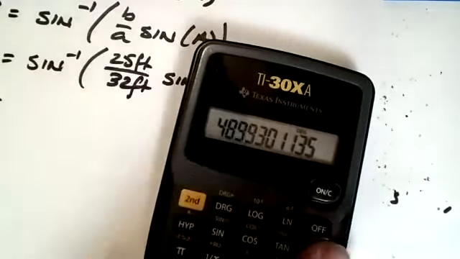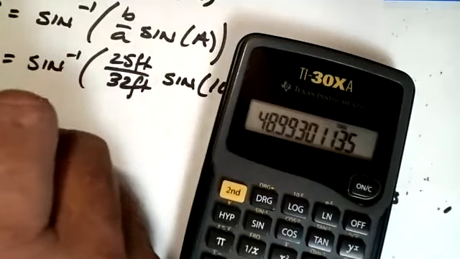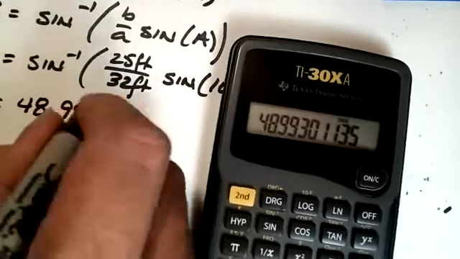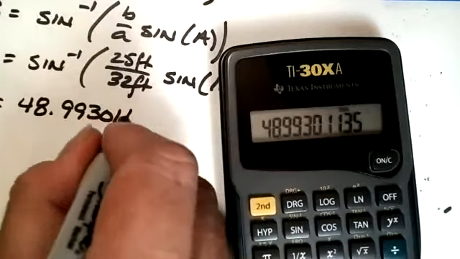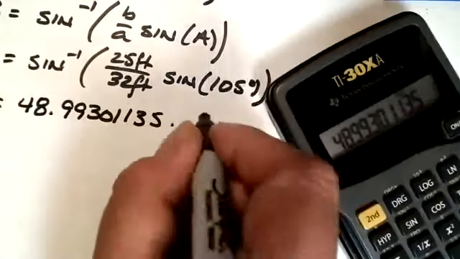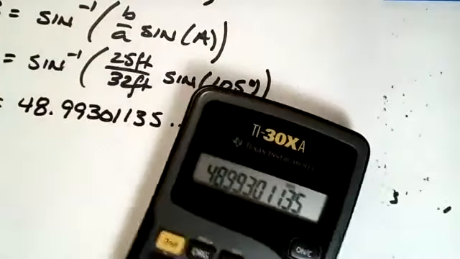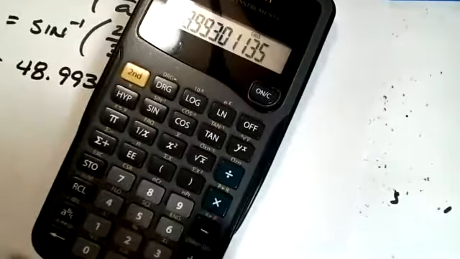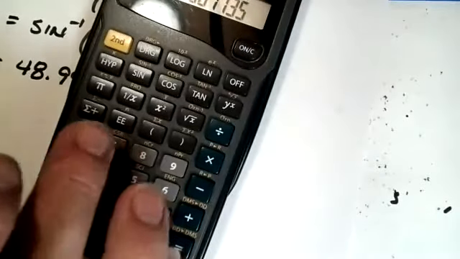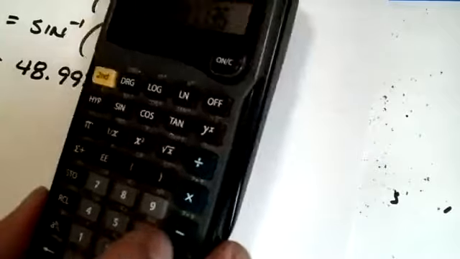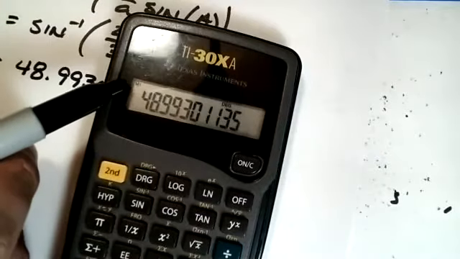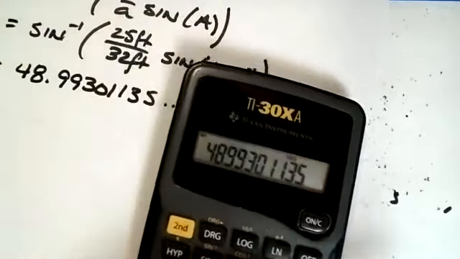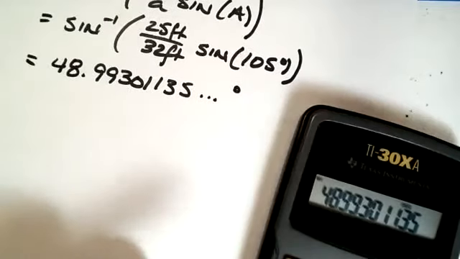The next step is to calculate the next angle. So I have 48.99301135 degrees. And I'm just going to hold this number for a second. This calculator can store up to 3 numbers, so I'm going to store that because I'll probably use it in the future. I have this M1 up here that says that memory is used, so it's stored in space number 1.